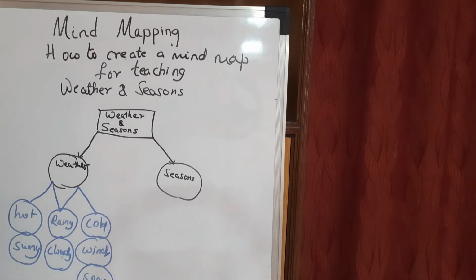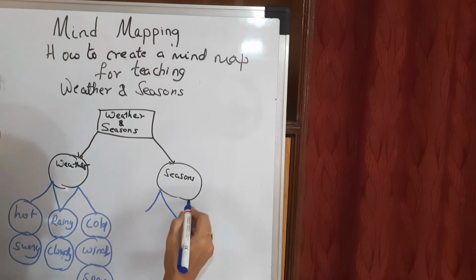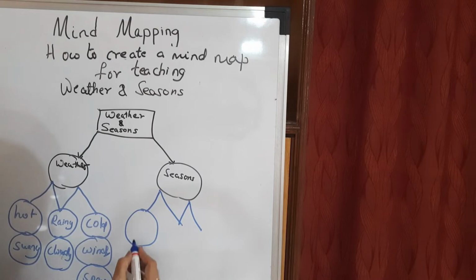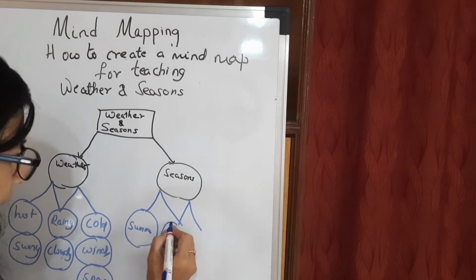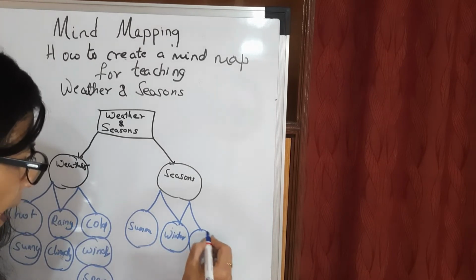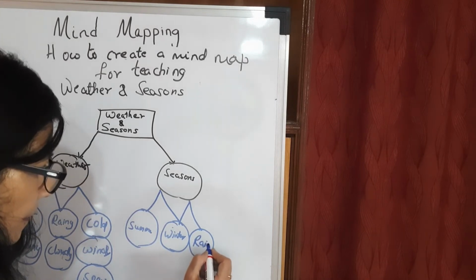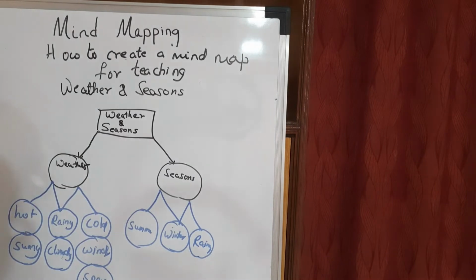And the next concept is seasons. Now in the seasons there are 1, 2, 3, 4 seasons. So you can just put them into 1, 2 and 3, 4. Like here you have suppose summer, then you have winter, then you have rainy season. Okay, then there are more seasons, spring and autumn.